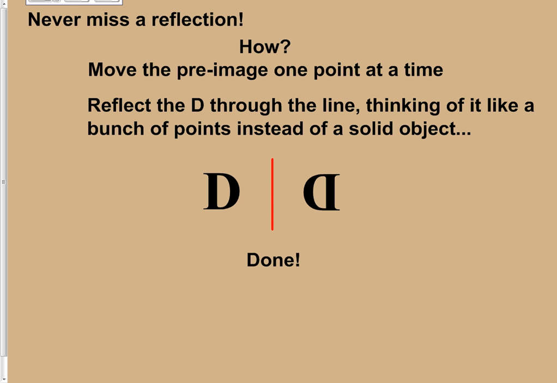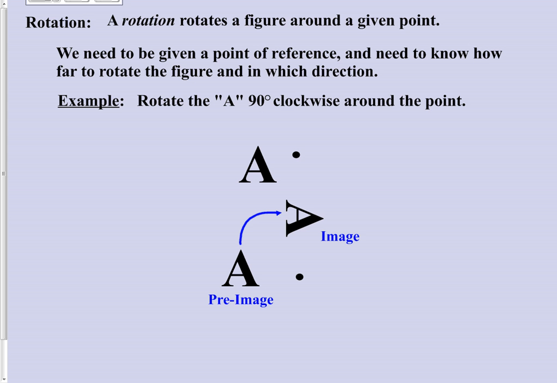Like I said, it's not that big of a deal if your mirror is perfectly vertical like this one or perfectly horizontal like being underneath the D or something like that, but with a diagonal mirror, it's actually very difficult to envision what the final product is going to look like. But if you move it one point at a time, pretty much guaranteed you never miss it.